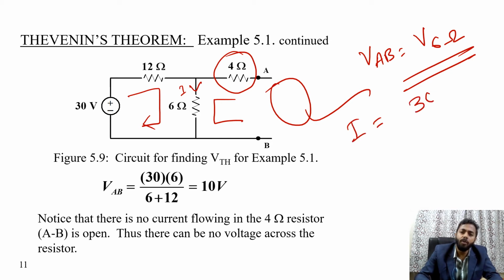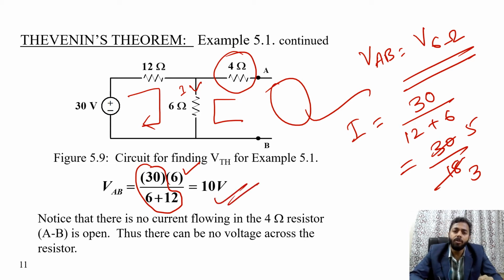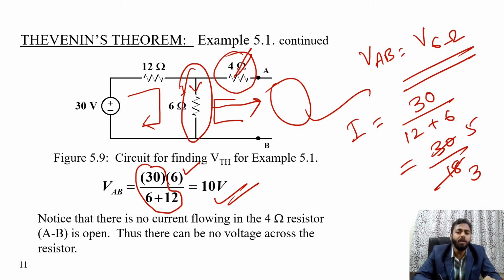That is equal to 30 volt divided by the resistance in series. So 12 plus 6, that is 30 by 18, which is equal to 5 by 3 ampere, or you can say 30 by 12 plus 6. Then this current we have to multiply with the resistance, and you will get the voltage between the terminals A and B, because the 4 ohm has 0 voltage, and this voltage drop is going to appear between the terminals A and B. That's why the voltage between the terminals A and B is equal to 10 volt, that is the current times 6 ohm.